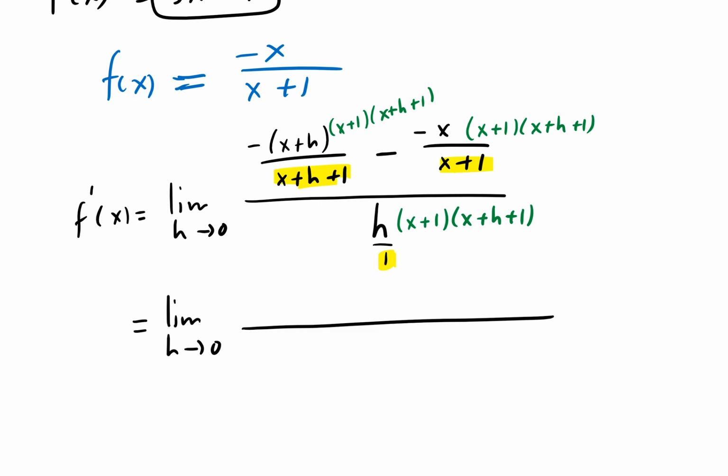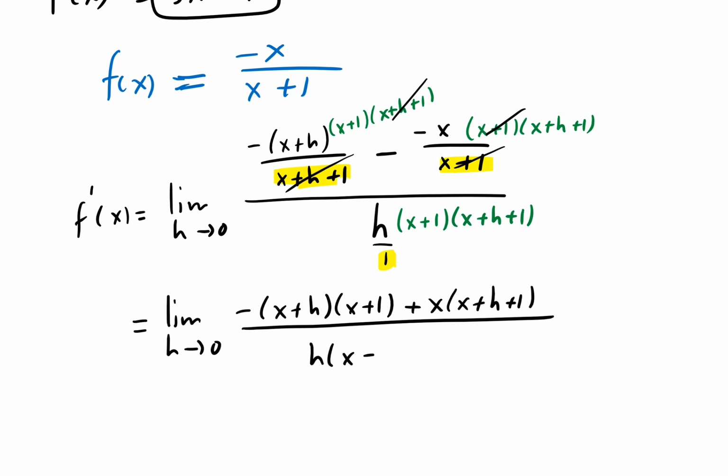What do we do next? This will clean up this and this. That will leave negative x plus h times x plus 1. Negative times negative is positive x. This will cancel this, x plus h plus 1. The denominator, never expand. Leave it as is. Now, try to finish this up.